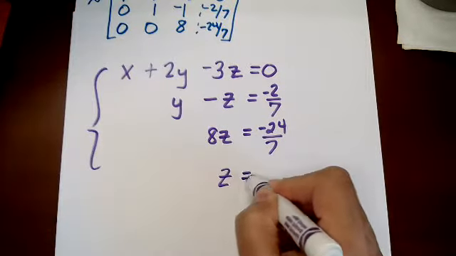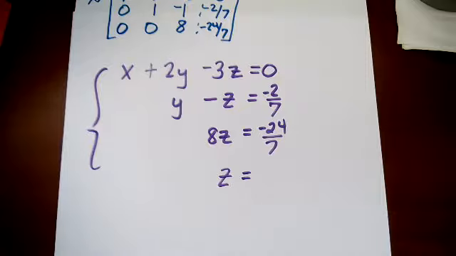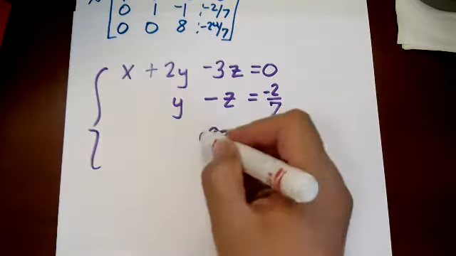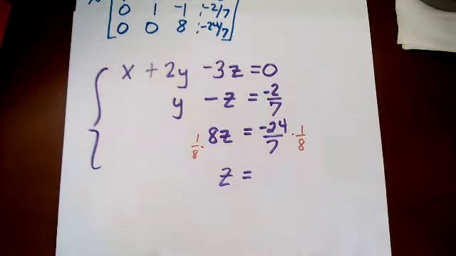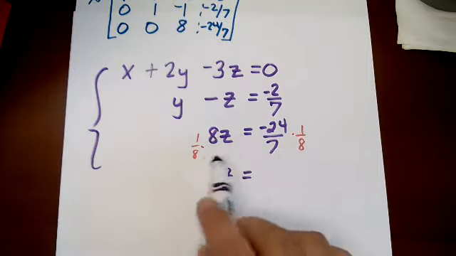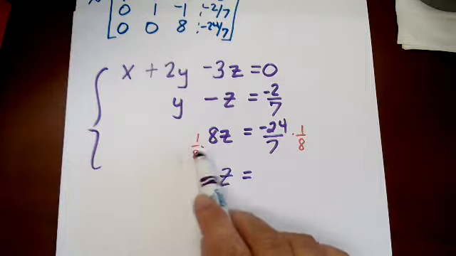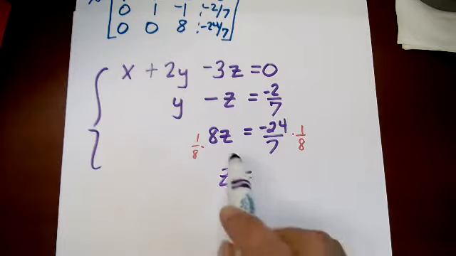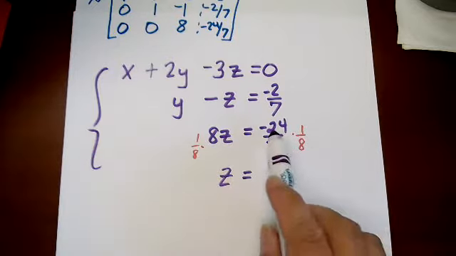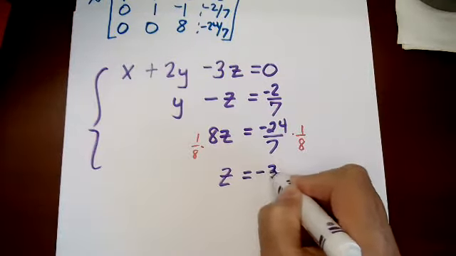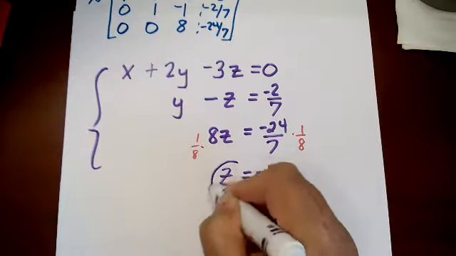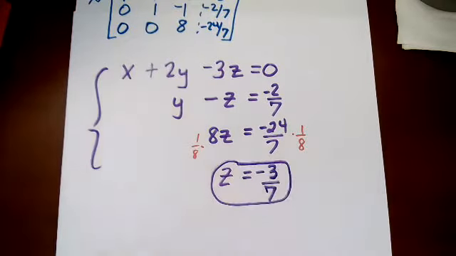All we have to do to find z is multiply both sides by 1/8, the reciprocal, which of course is the same as dividing by 8. Remember, you divide by fractions by multiplying their reciprocals. So dividing by 8 or multiplying by 1/8, that'll be 1z. 8 goes into 24 3 times. So negative 3 sevenths is my z.